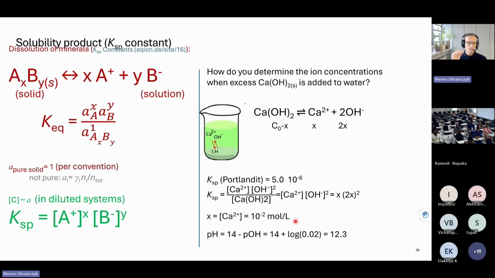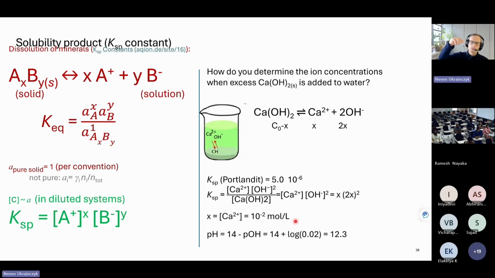Saturated solution means it is in equilibrium. So if you have enough portlandite to dissolve, you will have a saturated solution. If you add more calcium or more OH, you will have precipitation. It's like adding salt or sugar in your tea. If you put too much sugar, it starts to precipitate. And just before it starts to precipitate, this is the saturated solution. So that means that everything is dissolved.